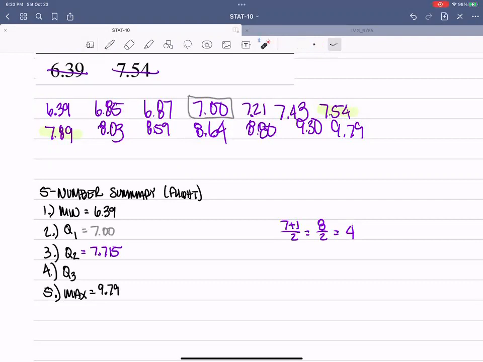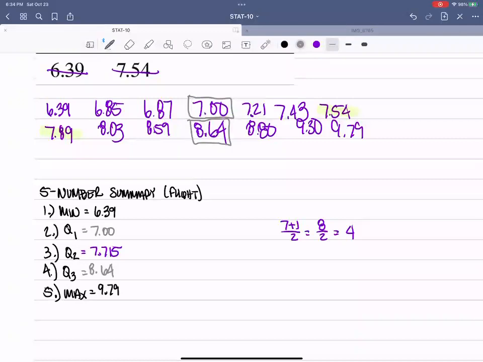Now we're going to look for the middle number in the upper half. Again, 1, 2, 3, 4, 5, 6, 7 data values make up the upper half, and we're just looking for the fourth number here too. So 1, 2, 3, 4. That's the median of the upper half, also known as Q3. So that's 8.64.